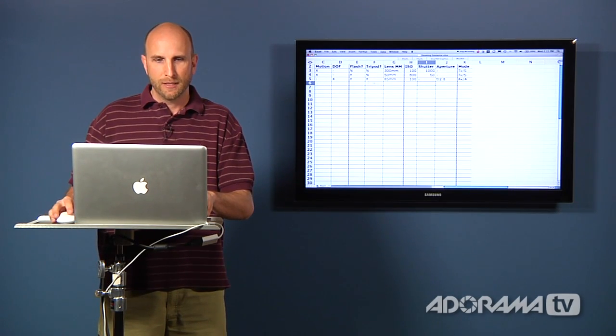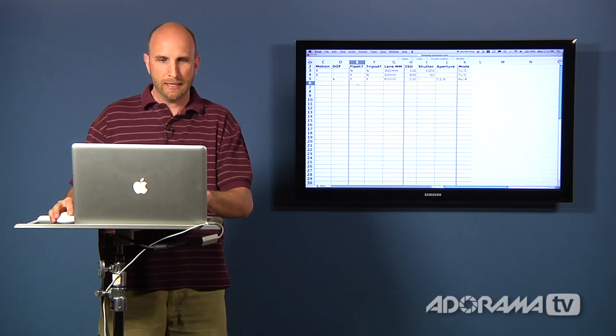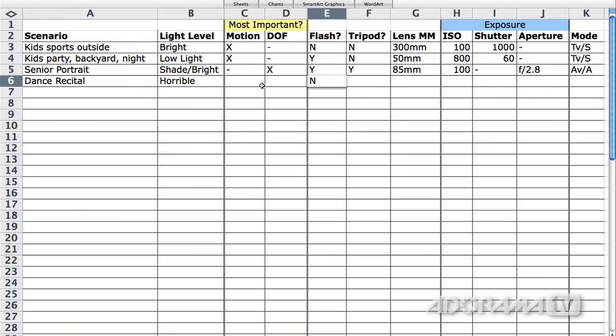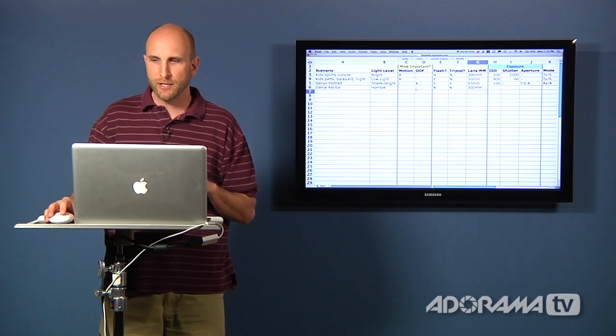So we have a flash, and the answer to that is no. We have no flash. Do we have a tripod? The answer is no. What lens are we using? Well, we're using a 300mm lens because we're just trying to get a picture of our kids. Okay, so we know that.